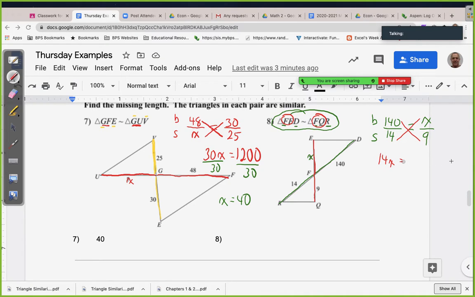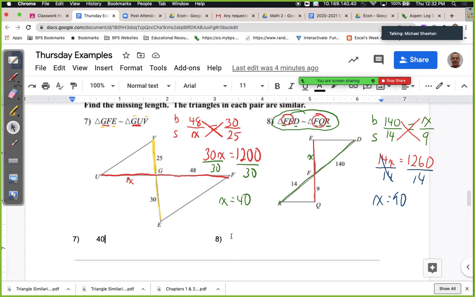equals, let's see, 90 plus 100, 1260. Let me just check my math here. 140 times 9, 1260, yeah. And now I'm going to just divide both sides by 14. And 1260 divided by 14 is 90. I'm just going to go down here and type in 90.